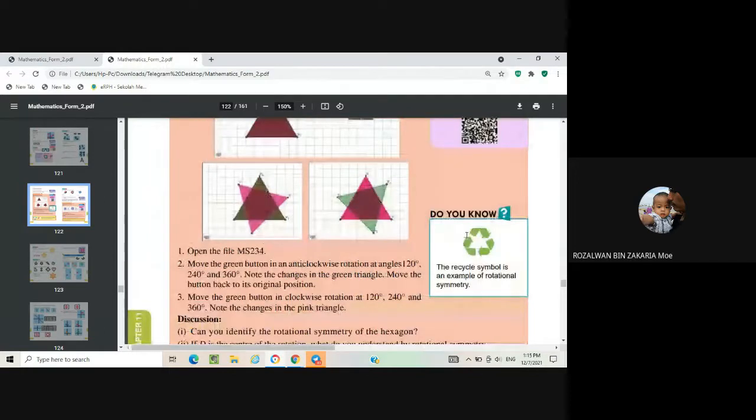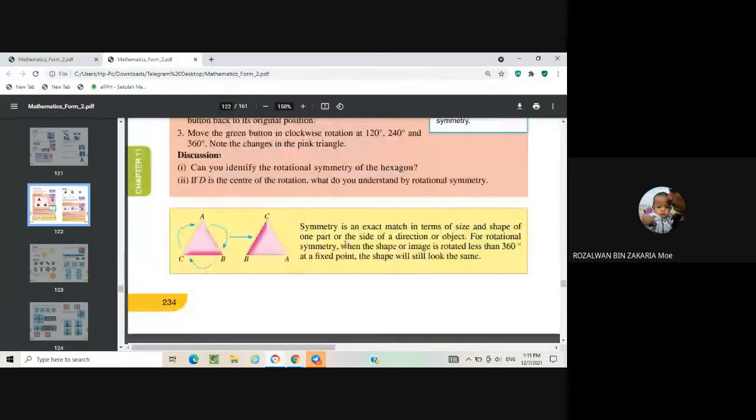Symmetry is an exact match in terms of size and shape of one part or side of a direction or object. For rotational symmetry, when the shape or image is rotated less than 360 degrees at a fixed point, the shape will look the same.